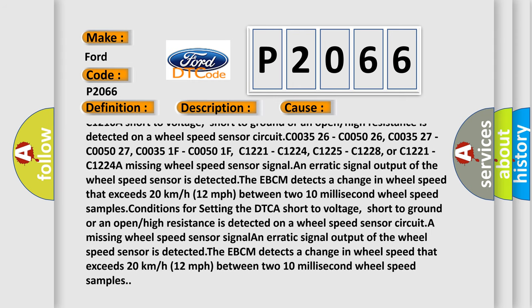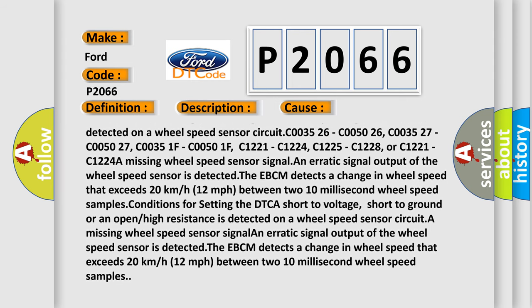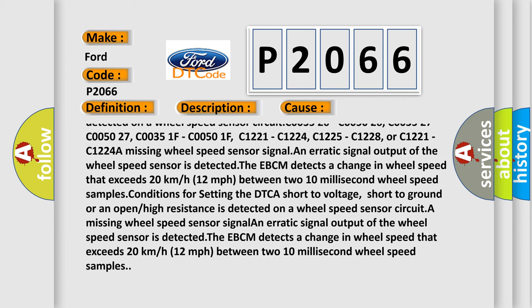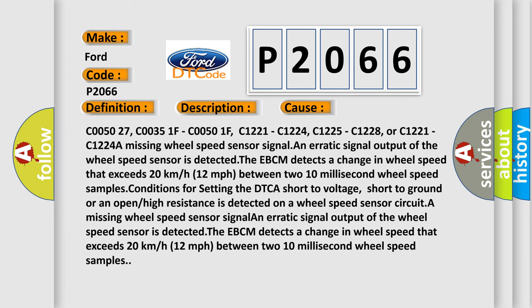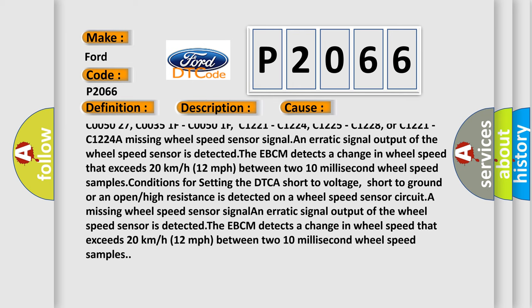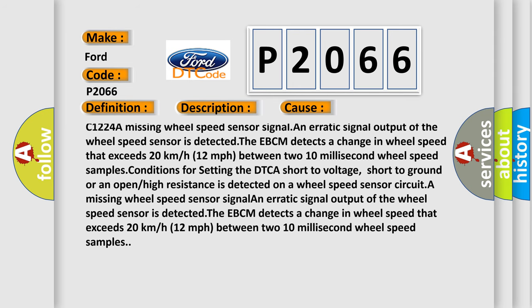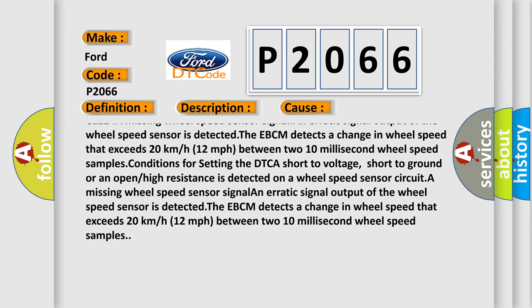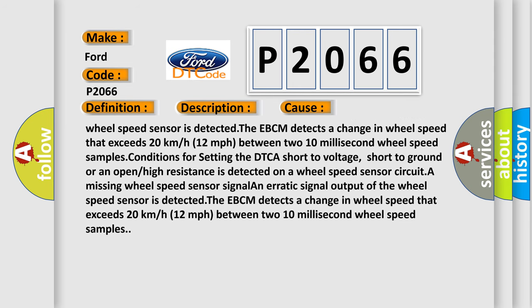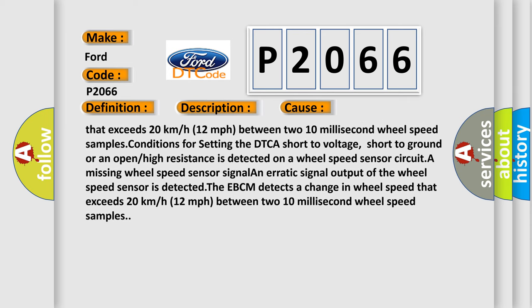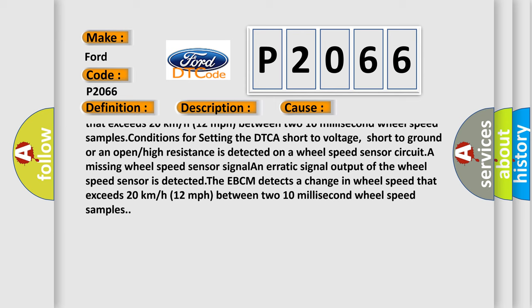C003526, C005026, C003527, C005027, C00351F, C00501F, C1221, C1224, C1225, C1228. A missing wheel speed sensor signal.